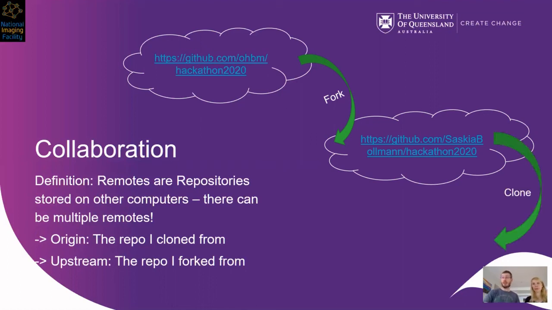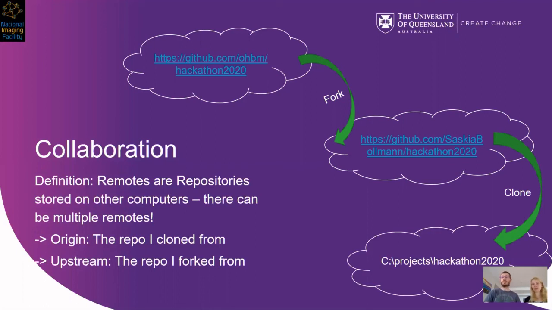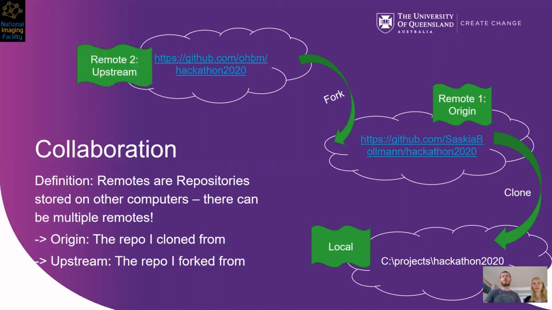Then we have to change it, so we have to clone it to our local computer. So we do this, and there's our local copy. Then we now have two remotes. Remote one is origin. Remote two is upstream, or we call it upstream. That's the Git language, how people call it. You can call it however you want. You can also rename it.